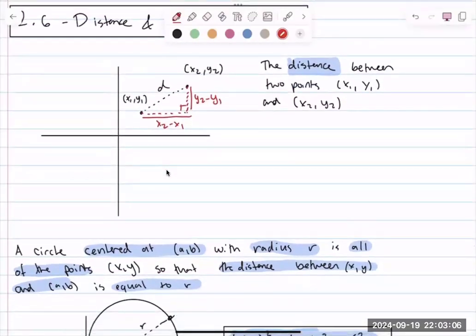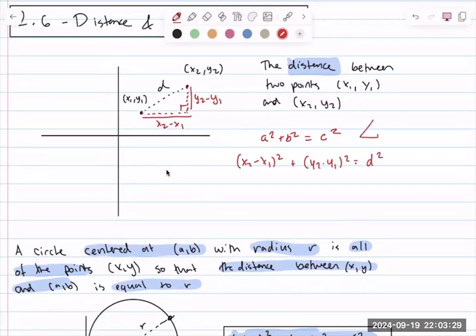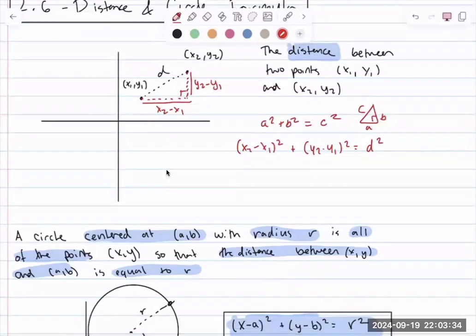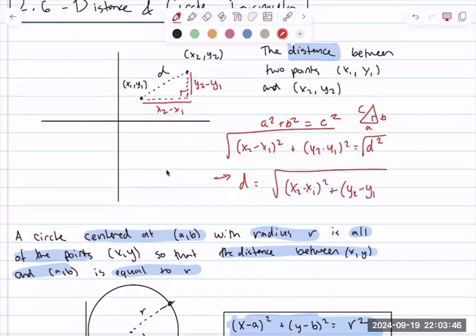And so by the powers of the Pythagorean theorem, we know that d squared, so c squared equals a squared plus b squared, or a squared plus b squared equals c squared. Let's write it like that. Well, then that means that x2 minus x1 squared plus y2 minus y1 squared equals our d squared, right? And so taking the square root of both sides, we're going to get that our distance is equal to the square root of x2 minus x1 squared plus y2 minus y1 squared.